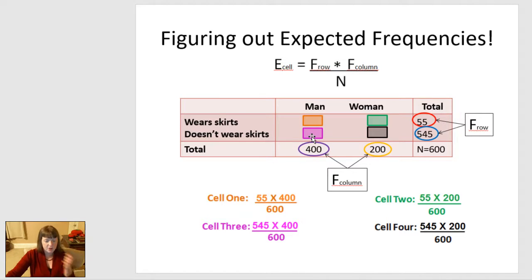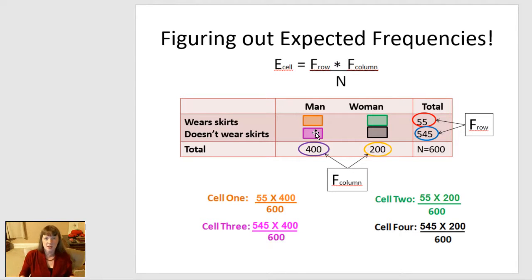I do the same thing for this pink cell, this pink category here. I take 545 because that's how many people don't wear skirts. I multiply it by the total number of men. Then I divide that by 600. Notice that this is a big number and this is a big number, making this going to be the biggest number because that's what should be the biggest group, even if gender and skirt wearing are completely independent. The men not wearing skirts should be the biggest number because that's just the base rates of the room.